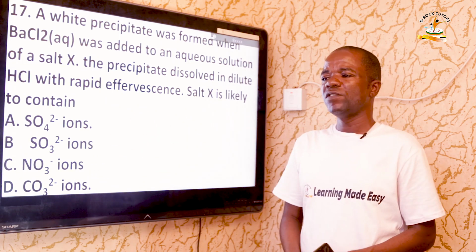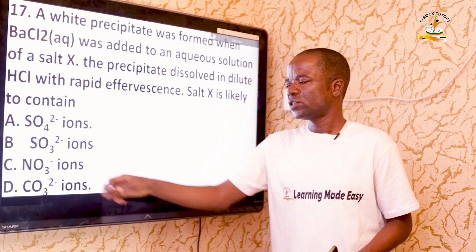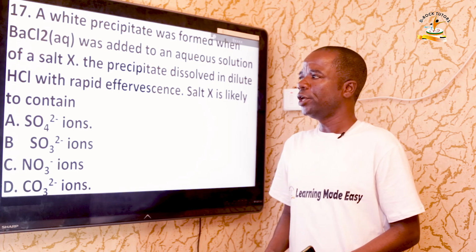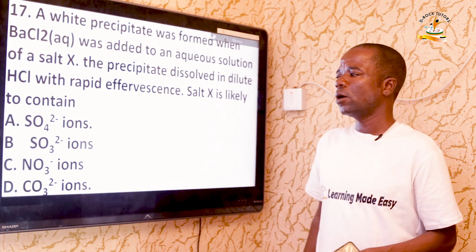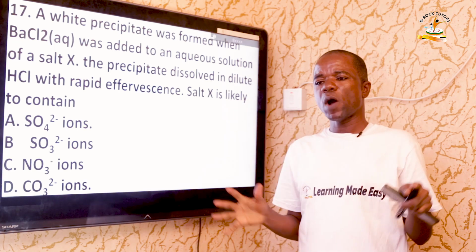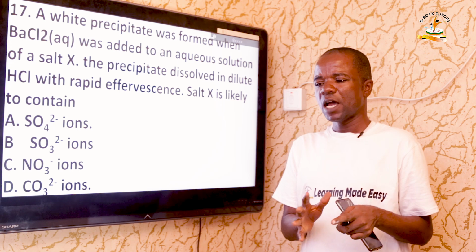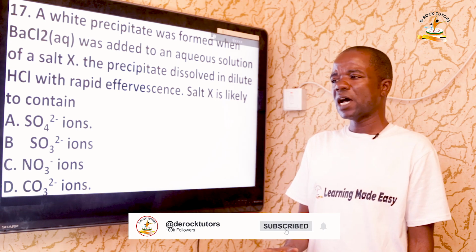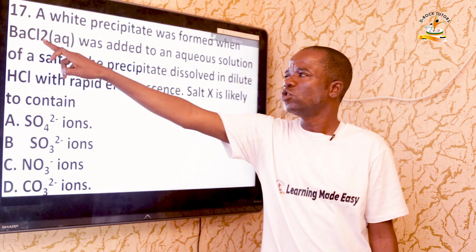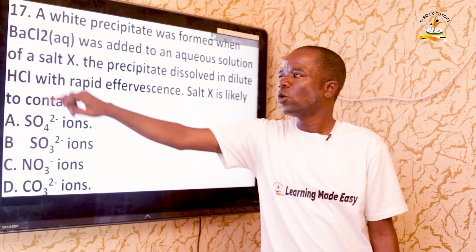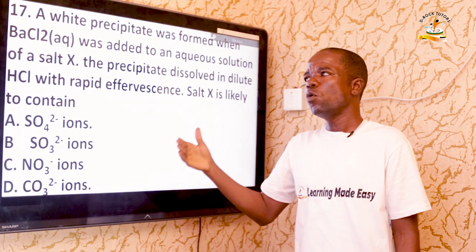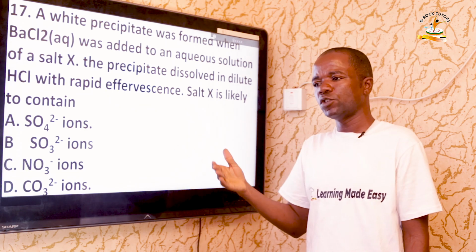That is actually one of the tests for how to test for sulfite or sulfate ion. When we add barium chloride solution to a particular unknown salt, and a white precipitate is observed, and then we add dilute acid, either dilute HCl. If you add dilute HCl, it means you are going to make use of barium chloride, but at times you can make use of barium nitrate, that's Ba(NO3)2.